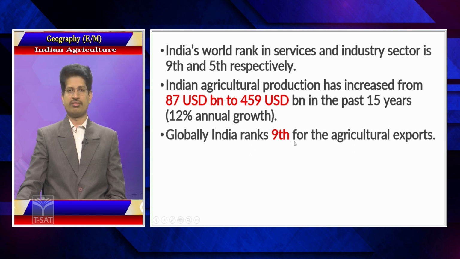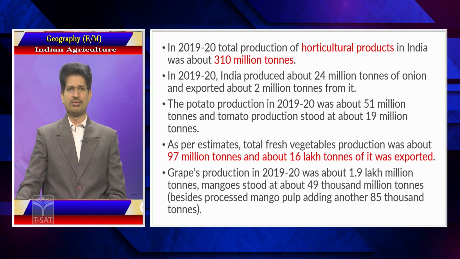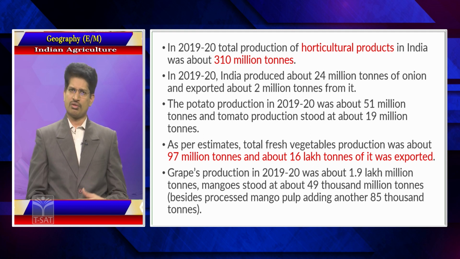Globally, India ranks 9th for agricultural exports in terms of value. The total of horticulture products in 2019-20 increased to 310 million tons. There might be certain questions on what constitutes cash crops or food grains, cereals, pulses. So, what constitutes horticultural products? Horticultural products especially consist of fruits and vegetables. So, 310 million tons in 2019-20. In 2019-20, India produced about 24 million tons of onions and exported around 2 million tons of it. So there might be a question on the exports of onions.